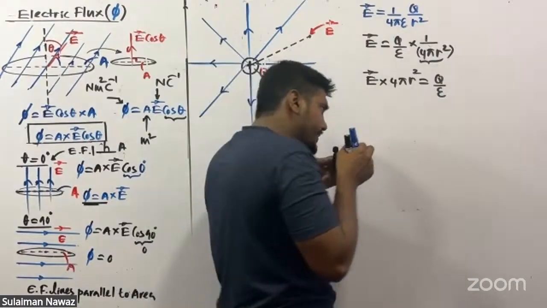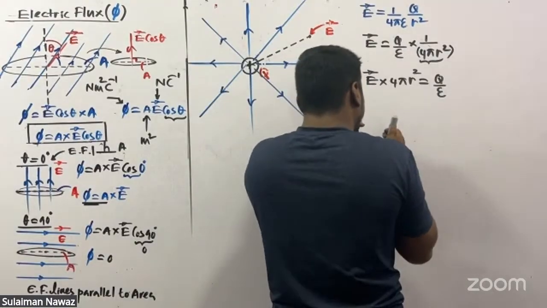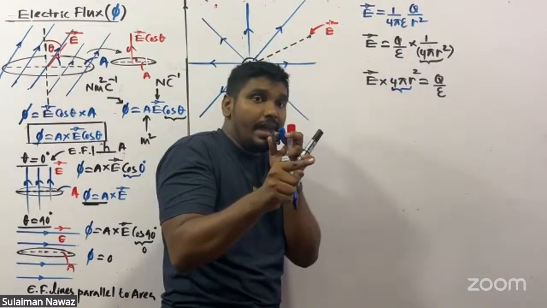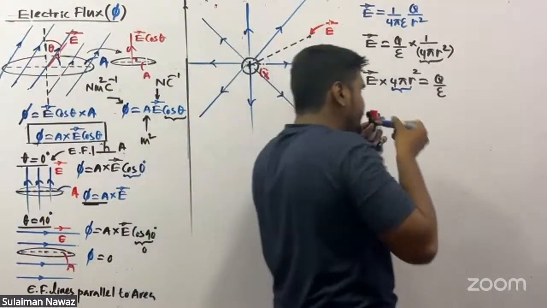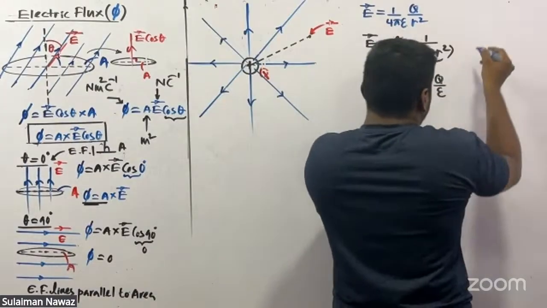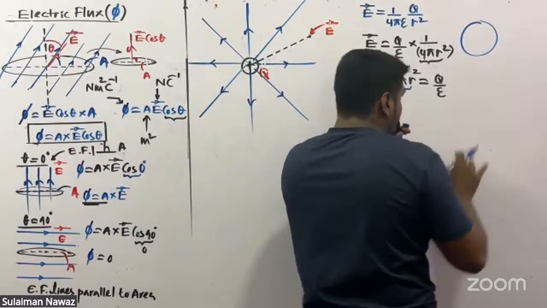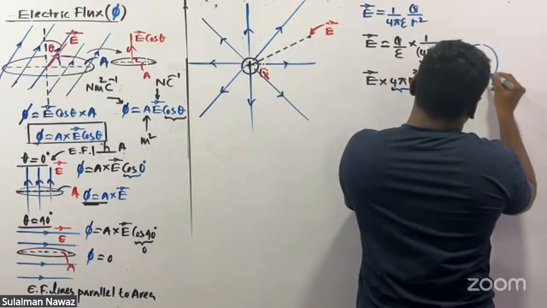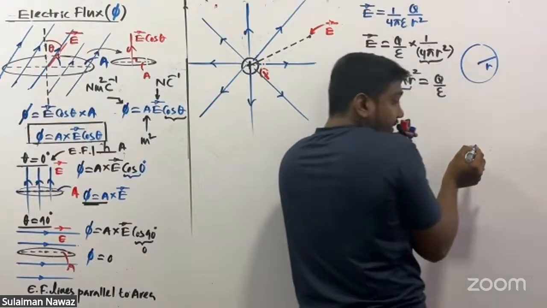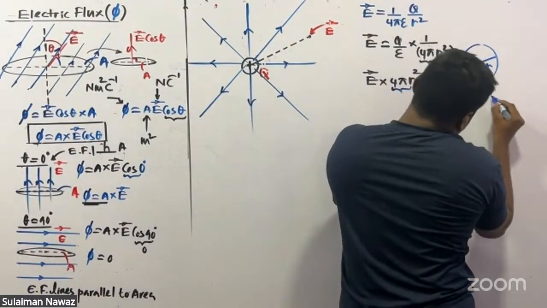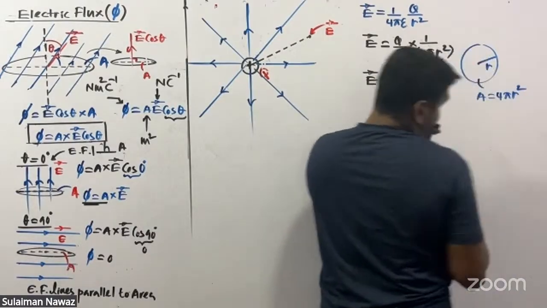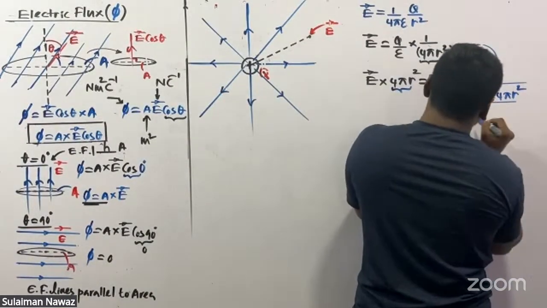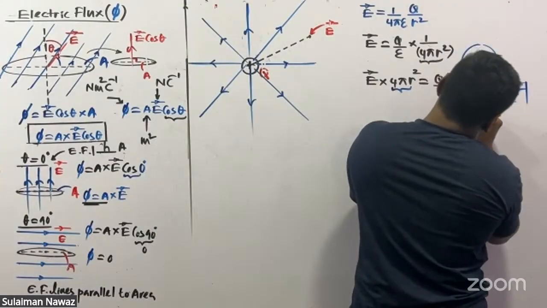Now, when you look at this 4 pi r squared, we are very familiar with it. 4 pi r squared is the equation for the surface area of a sphere of radius r. We learned in our O levels that if there is a sphere of radius r, the surface area of the sphere is 4 pi r squared. You can remember this story.